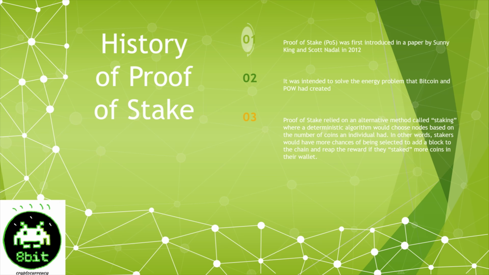This is proof of stake and the history of proof of stake. It was first introduced by Sunny King and Scott Nadal in 2012. It was intended to solve the energy problem that Bitcoin and proof of work has created. Proof of stake relied on an alternative method called staking, where a deterministic algorithm would choose nodes based on the number of coins an individual has available. In other words, stakers would have more chances of being selected to add a block to the chain and reap the reward if they staked more coins in their wallet.